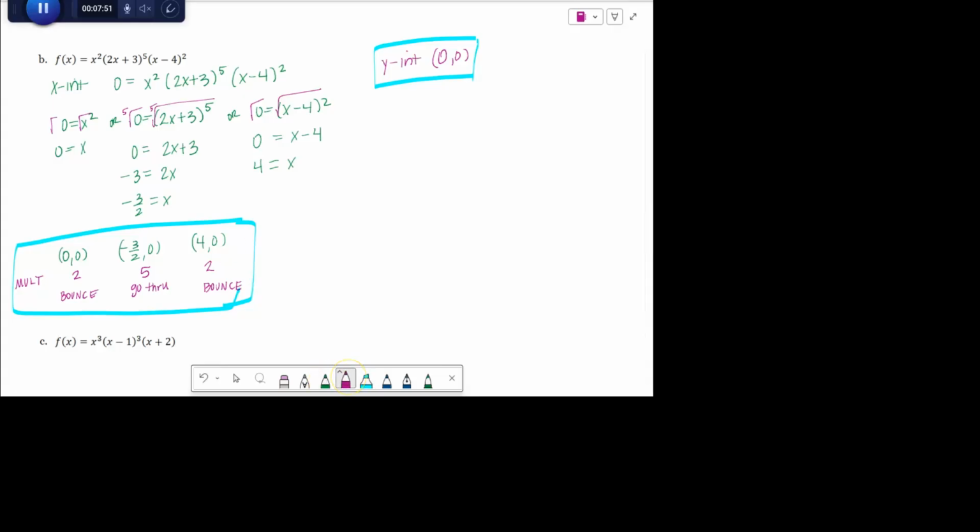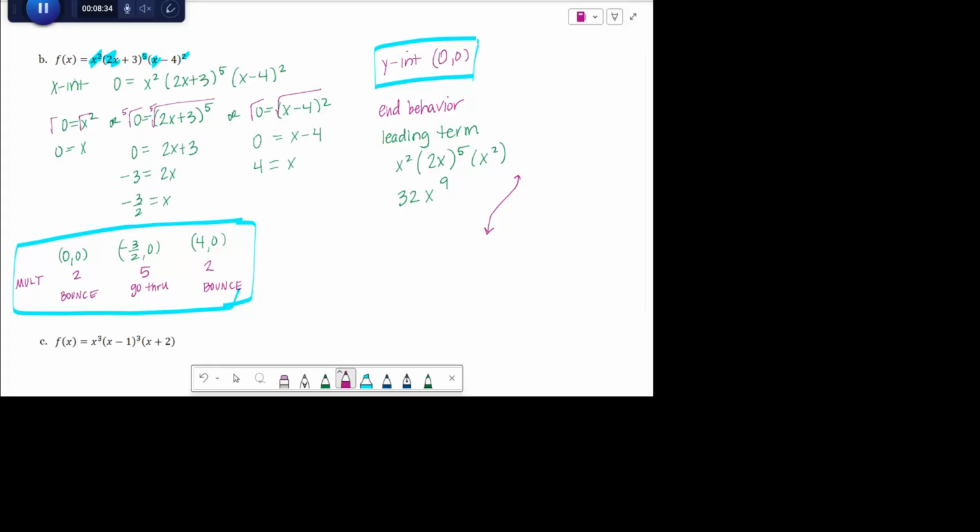What about our end behavior? What's the degree of this polynomial? I would have something squared. Let's see. My leading term is going to be x squared, and then I have this 2x raised to the 5th power from here, and then I have an x squared from here. 2 to the 5th power is 32, so I'm going to get 32x to the, let's see, is that going to be 9? x to the 9th power.